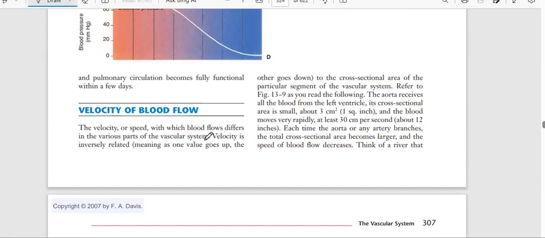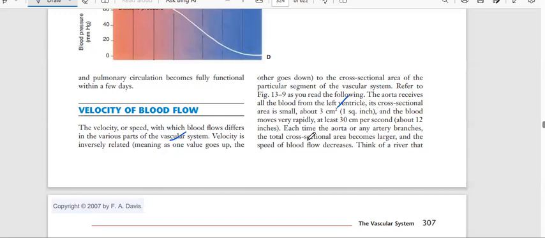with which blood flows differs in the various parts of the vascular system. Velocity is inversely related, meaning as one value goes up, the other goes down, to the cross-sectional area of the particular segment of the vascular system. The aorta receives all the blood from the left ventricle. Its cross-sectional area is small, about 3 centimeters, and the blood moves rapidly, at least 30 centimeters per minute. 30 centimeters per second, sorry.